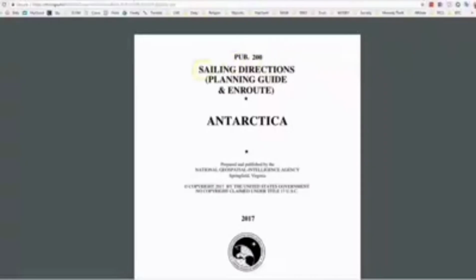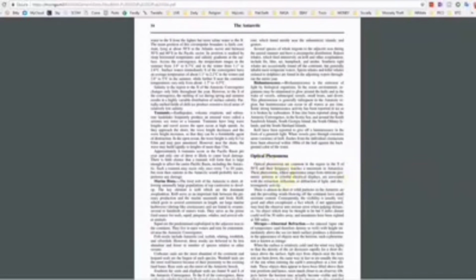And I'll play this. Sailing Directions, Planning Guide, and En Route, Antarctica, prepared and published by the National Geospatial Intelligence Agency, copyright the United States government. This is the 11th edition, the 2017 document. Let's go to page 54, where we're going to take a look at something interesting. Under optical phenomena, it says optical phenomena are common in the region to the south of the 50° south marker, and their frequency reaches a maximum in Antarctica. These phenomena, whose appearance ranges from intricate geometric patterns to colorful electrical displays, are associated with the refraction, reflection, or diffraction of light and electromagnetic activity.